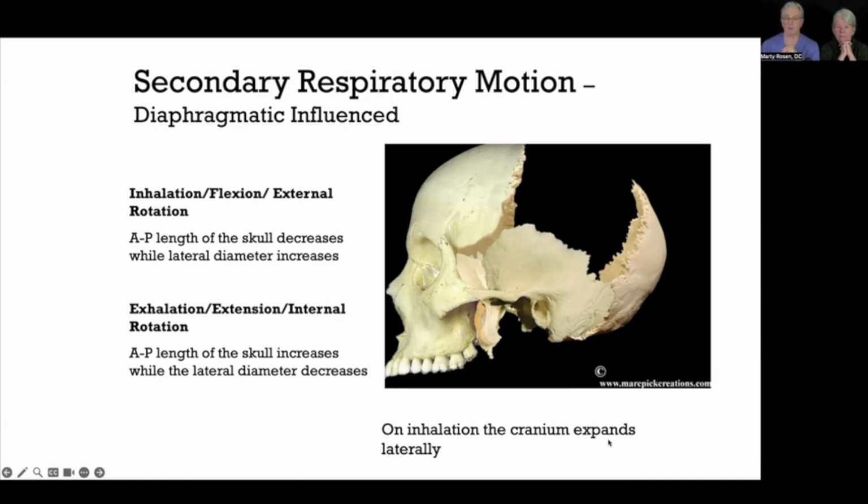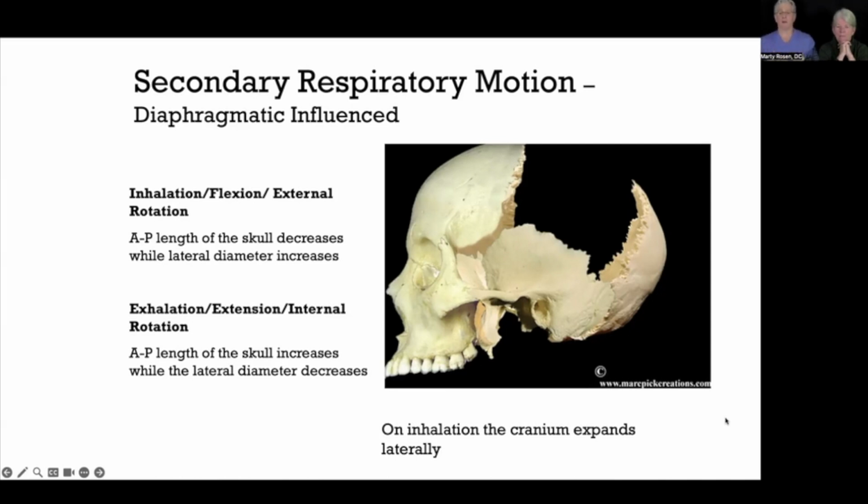And when I mention that global effect, what we're really talking about is every time you breathe in, the cranium will expand laterally and it closes up A to P. So when you breathe in, it expands like this. When you breathe out, it comes back together. The same thing happens throughout the body. Every time you breathe in, that's what we call secondary respiratory motion bilateral.